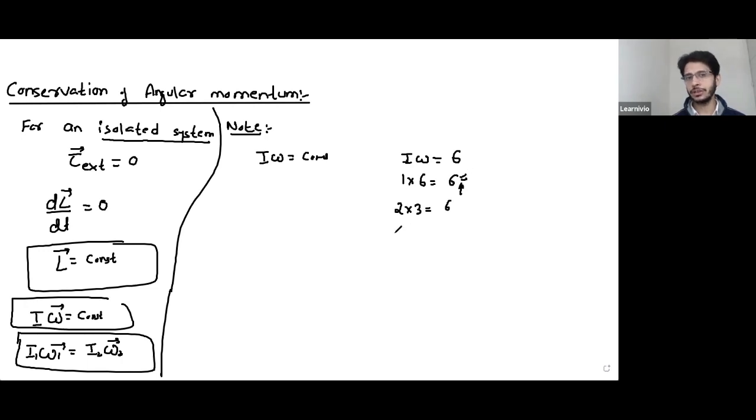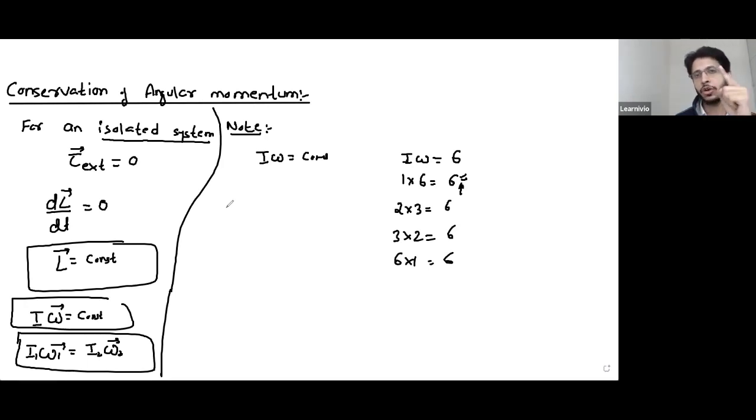I and omega can change. If I put I equal to 2, then your omega would be 3, so that the product remains constant. If I put I equal to 6, then your omega will be 1, so that your product remains constant. So when I'm saying that I into omega is constant, I'm not saying that I is not changing. I'm not saying that omega is not changing.